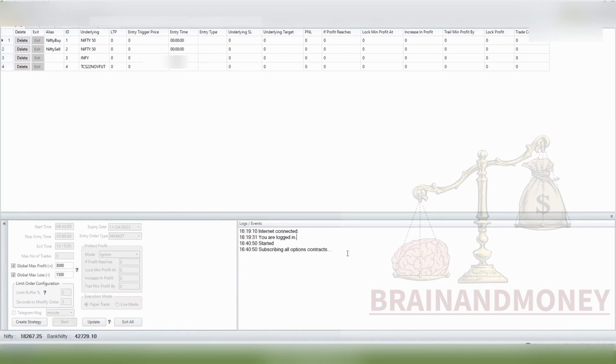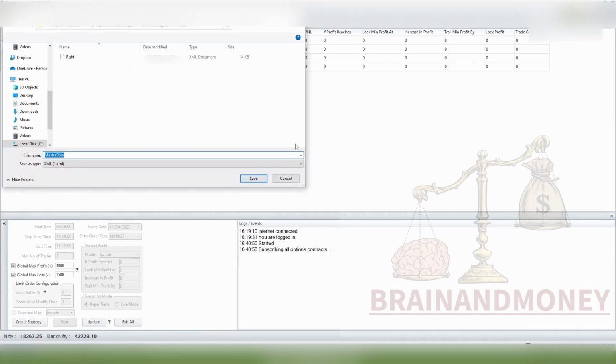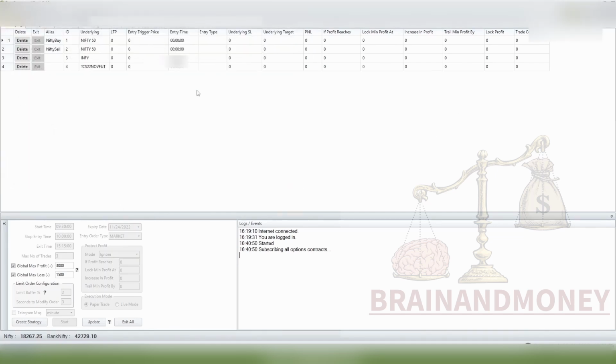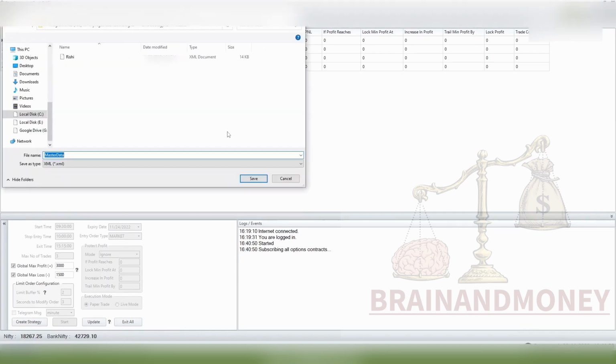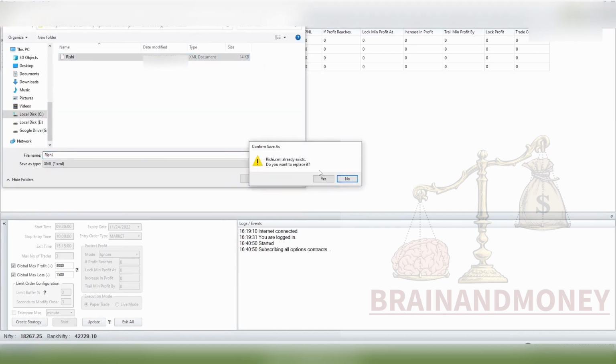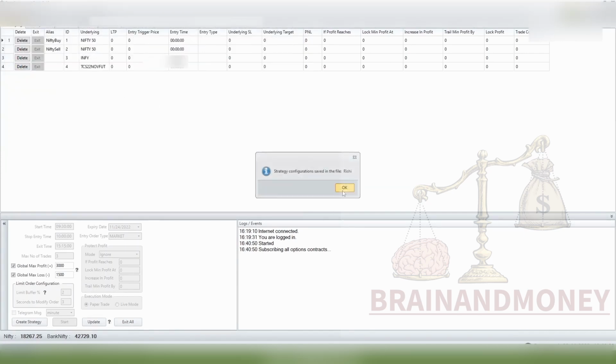So every day in the morning, you just start the software, you load your configuration and you start the software. It will start taking the trades. I will also show you how you can save the configuration file. Let's say if you are adding 15-20 stocks, then you don't need to edit every day. You can just create a configuration file and load it again whenever you want.